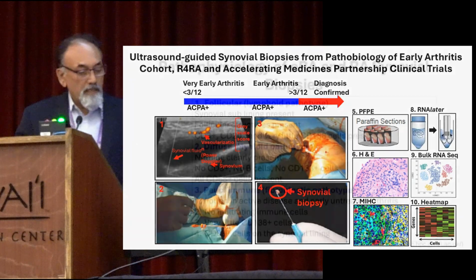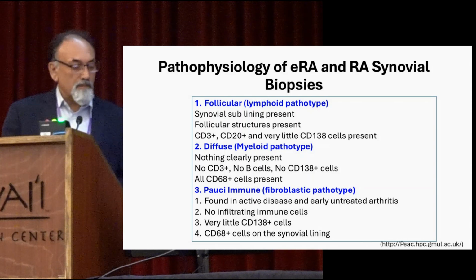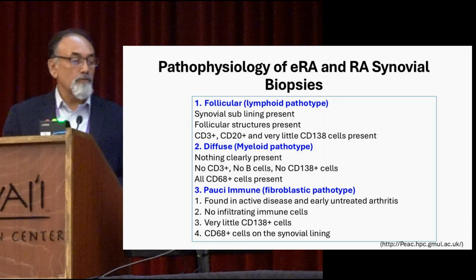As I mentioned, our collaborators on this particular abstract have published in Cell Reports that early RA synovium and chronic RA synovium have been classified into 3 different pathotypes.